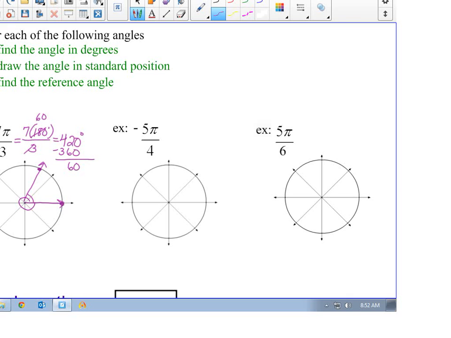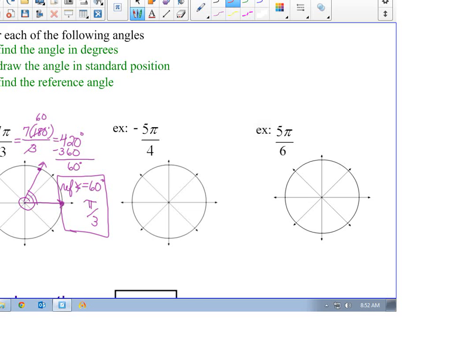We found the angle in degrees. We drew it in standard position. Now the reference angle, 60 degrees, in radians would be pi divided by 3. Pi over 3 equals 60 degrees.